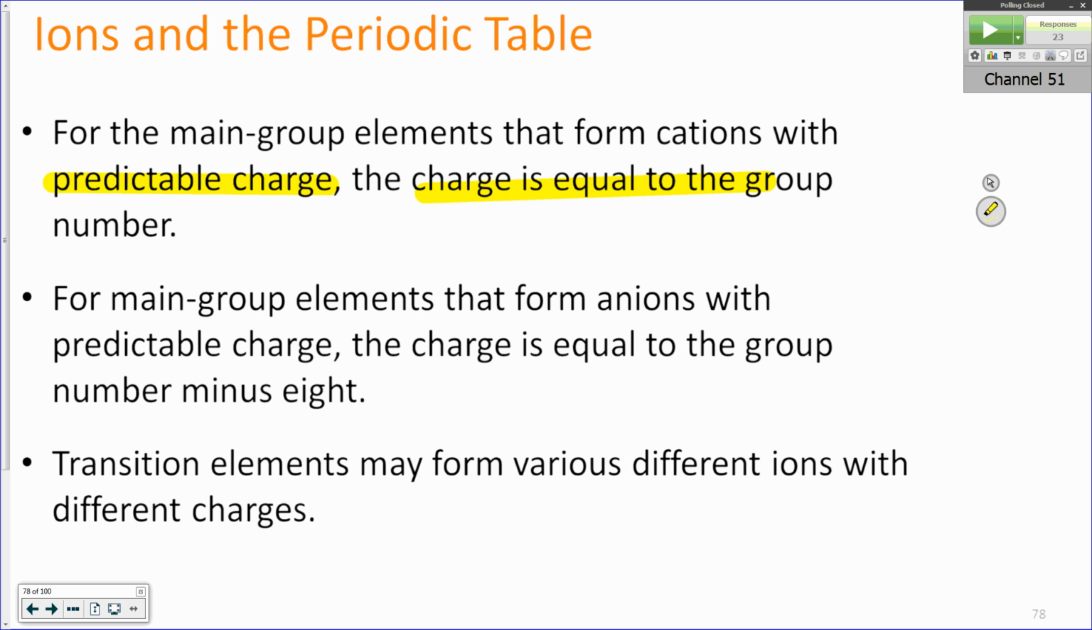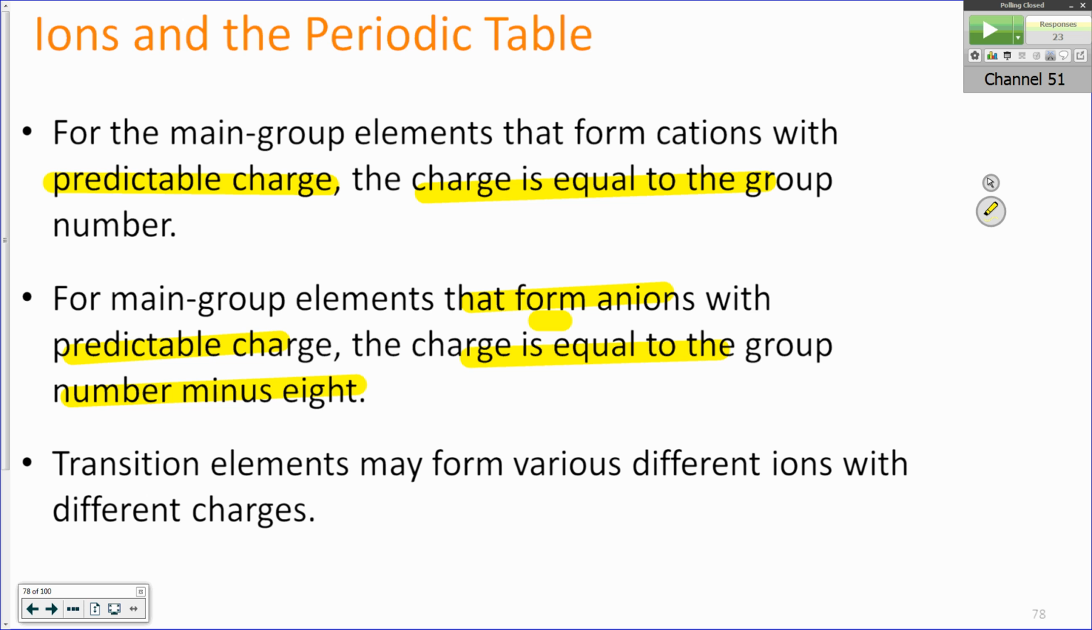If we think about what the group number is, 1A is going to form a +1, 2A forms a +2, 3A forms a +3. For the nonmetals, the anions, it becomes predictable as well. Here the charge is equal to the group number minus 8. So 7 minus 8 is a -1. 6 minus 8 is a -2. 5 minus 8 is a -3. So they're predictable as well.